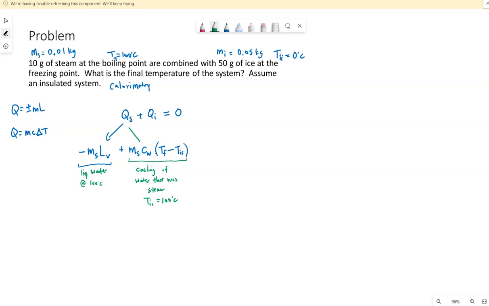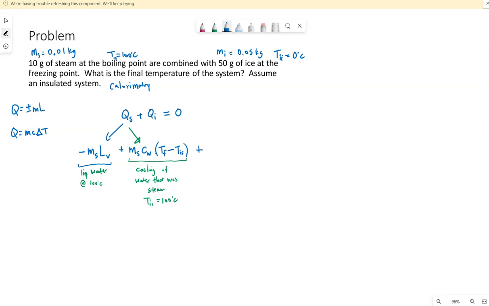All right, so steam has two different Q values we need to account for. We need to change the phase, so how much energy is needed to go from a gas to a liquid state, and then the energy needed to take it from that boiling temperature down to whatever final temperature it will reach.